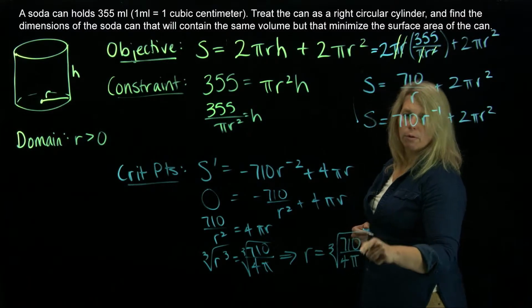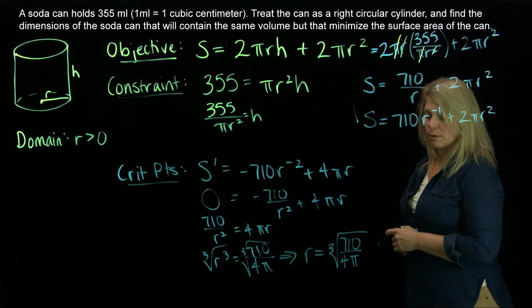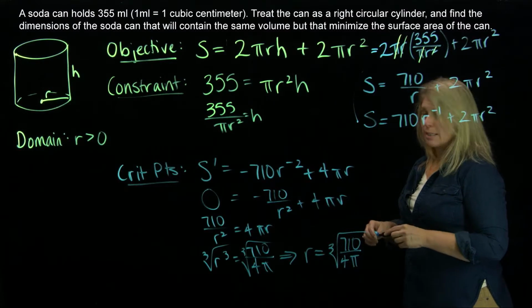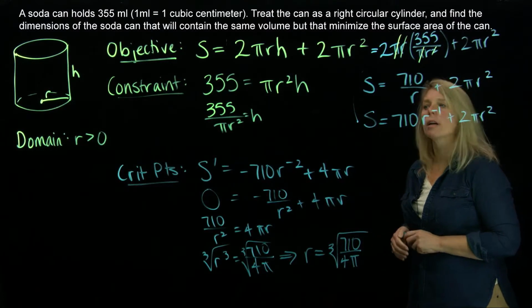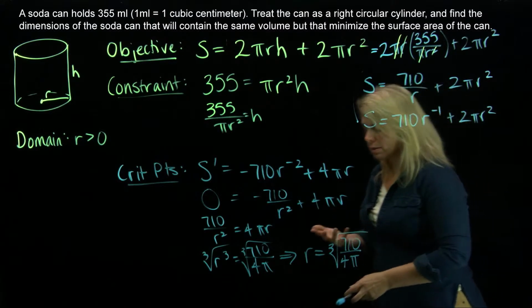I might notice that 4 goes into 710 and reduce that if you want. I'm going to leave it like that for now, and I'll simplify at the end. All right, so that's my only critical point. I now need to test to determine whether that critical point gives me the location of a maximum, a minimum, or neither. So there's a lot of ways you can do that.